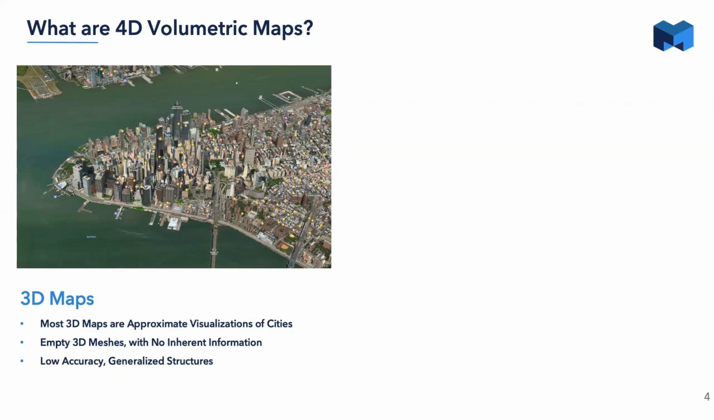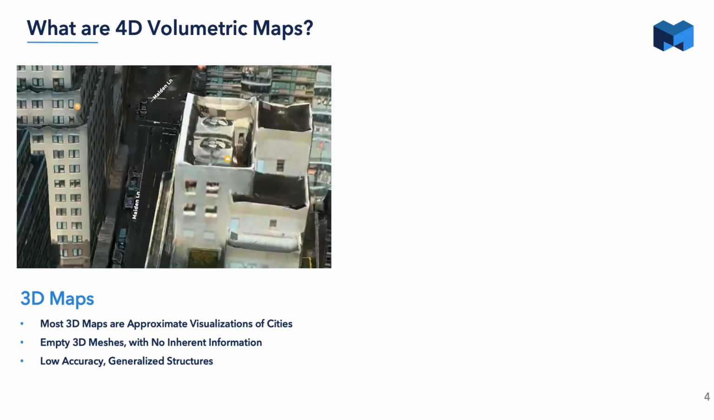But the majority of 3D maps are approximate visualizations of cities. They're not very detailed. In fact, the 3D objects and 3D buildings are empty 3D meshes, so they don't have any inherent information inside them. They're just a shell. And so subsequently, they're pretty low accuracy, generalized structures. Again, for visualization, that's absolutely fine. If you want to do something more detailed, then you're going to start to lose out on information.